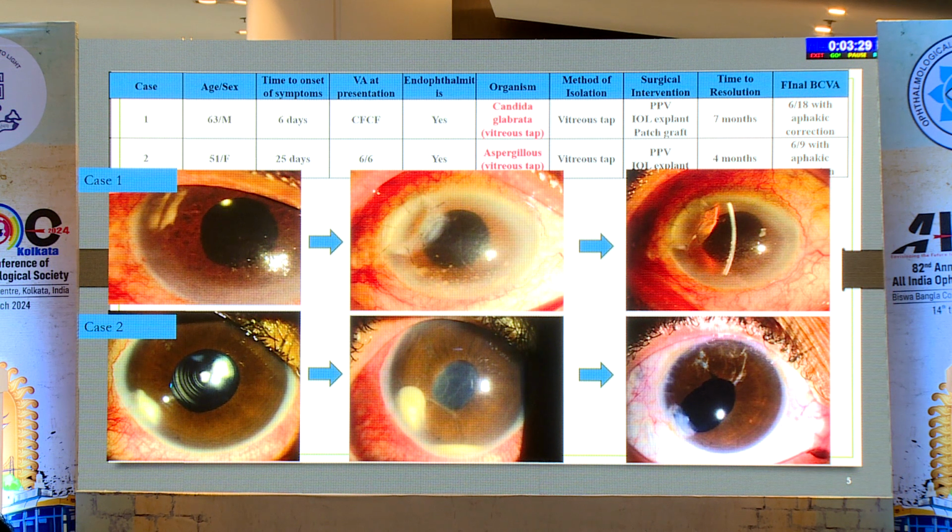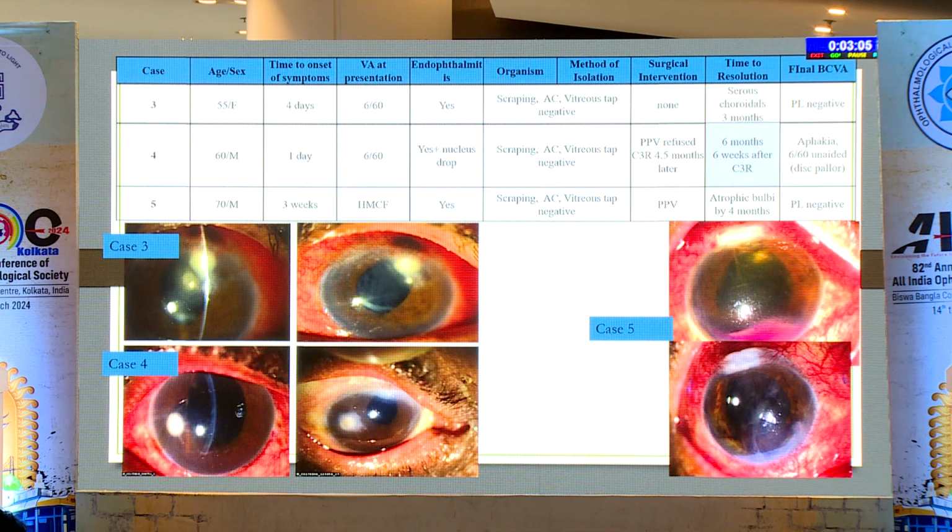In the second patient, the patient presented with 6/6 vision and there was a side port fungal corneal tunnel infiltrate. After repeated intracameral intrastromal injections, it was not improving, and finally the patient had to undergo a pars plana vitrectomy with IOL explant. There was a big fungal ball behind the iris, so the iris was also cut. But finally, after 4 months, the patient was 6/9 with aphakic correction. These were other 3 patients.